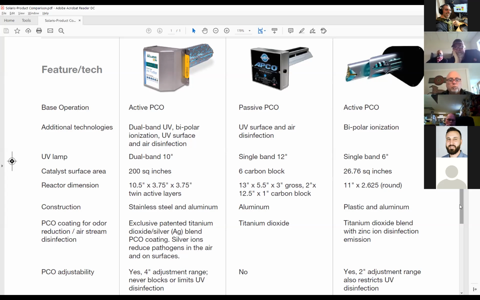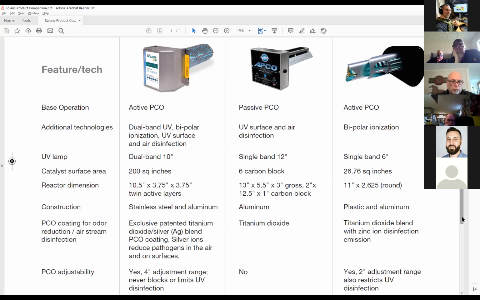And I'll send you guys over this cross-reference sheet as well so you can really dive into it and look at it. As far as the construction goes, this is very important for the contractor because it does have a stainless steel and aluminum construction. Theirs does have a plastic and aluminum construction.